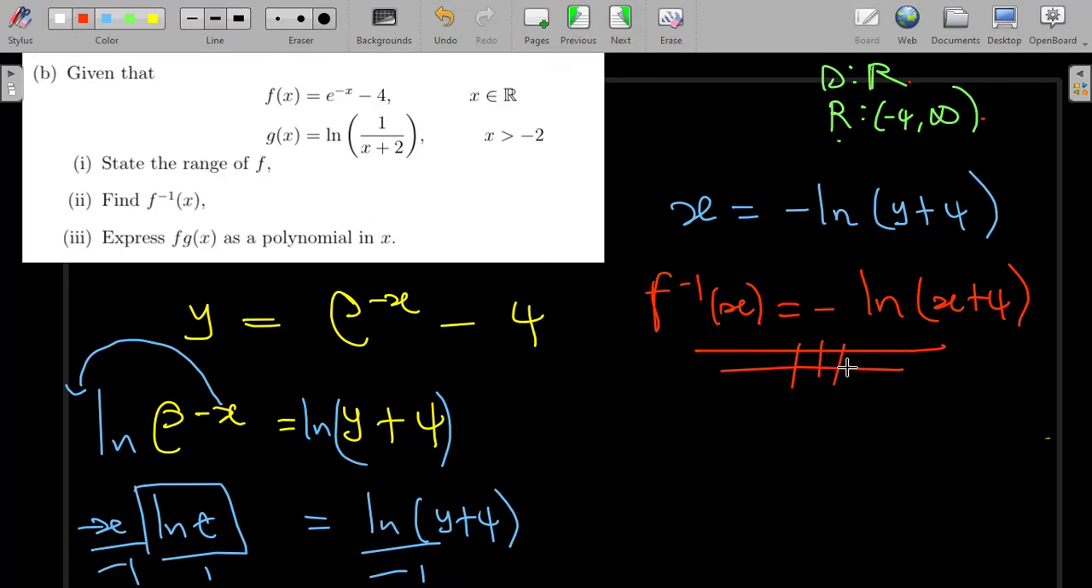So in case they ask you for the domain and the range of this inverse, you just say the domain will be the range of the original function, so this will be the domain here. And then the range is the domain of the original function, which is all real numbers like that. Okay, so that will be the inverse, and we are done with part 2. So let's look at the last part of this question.